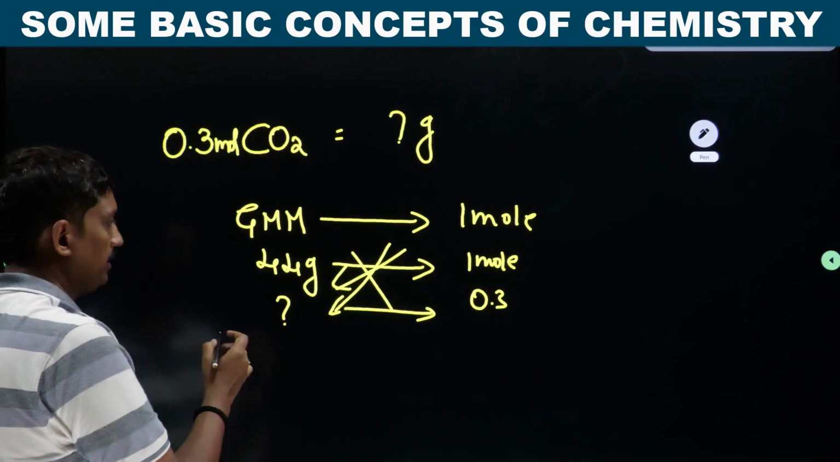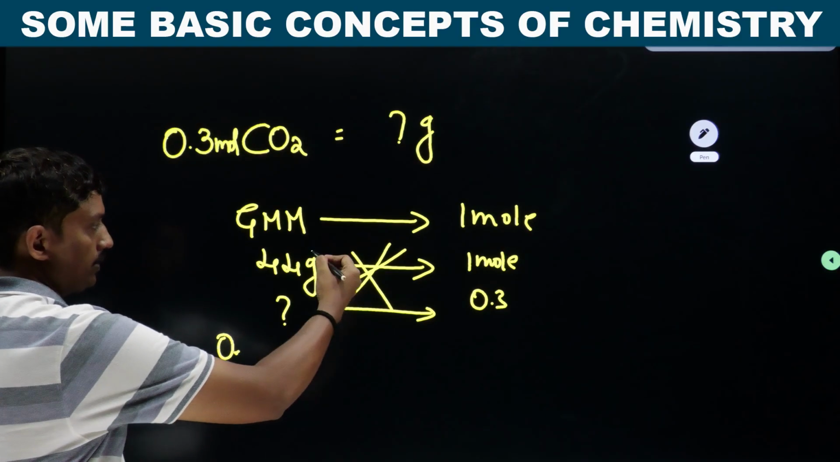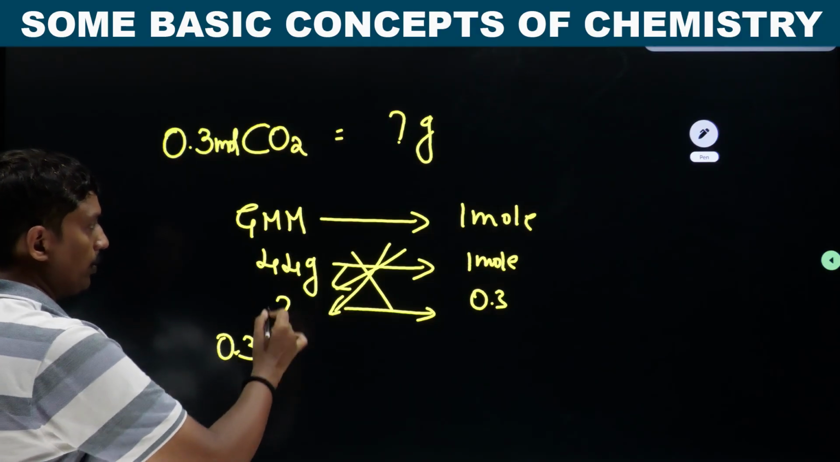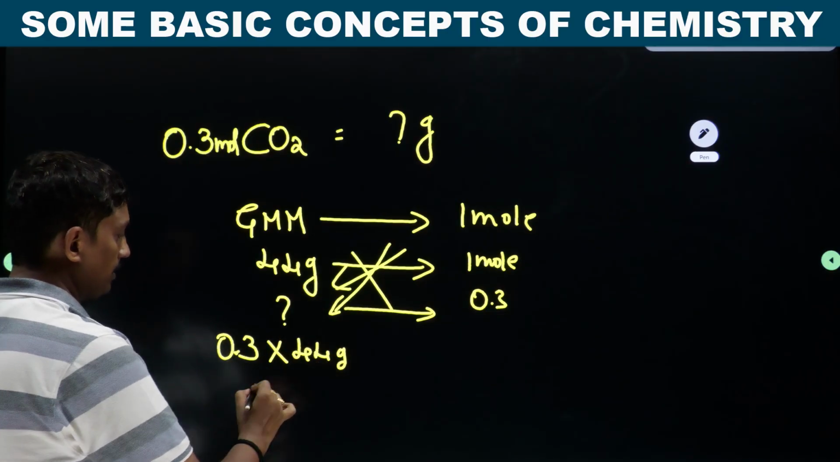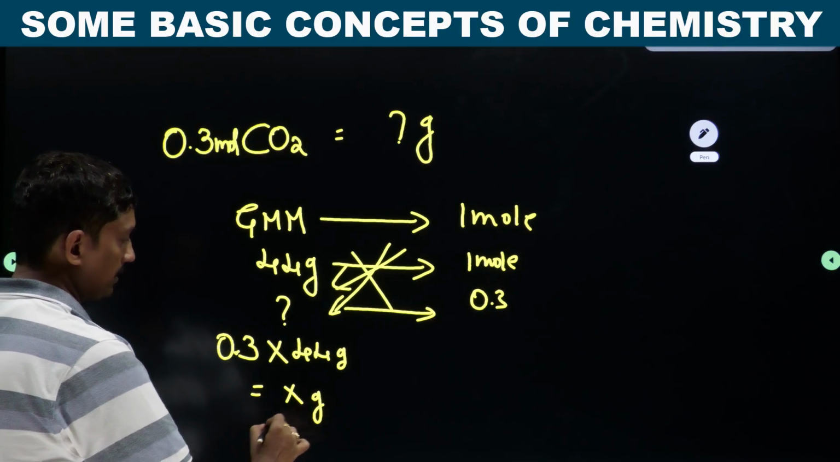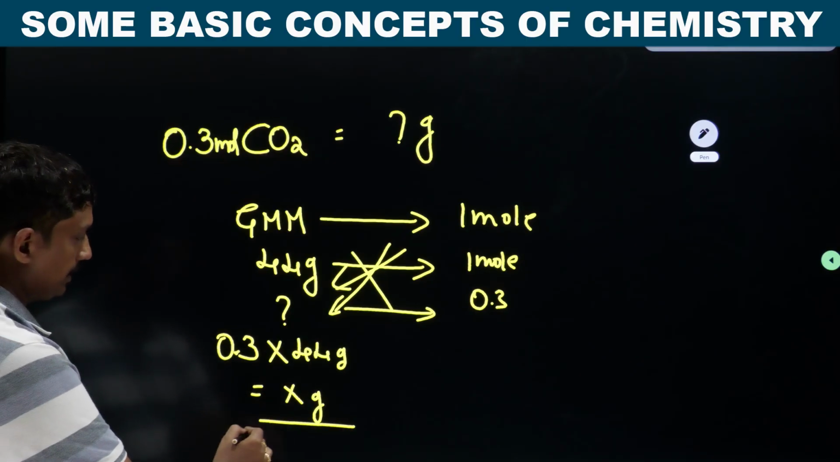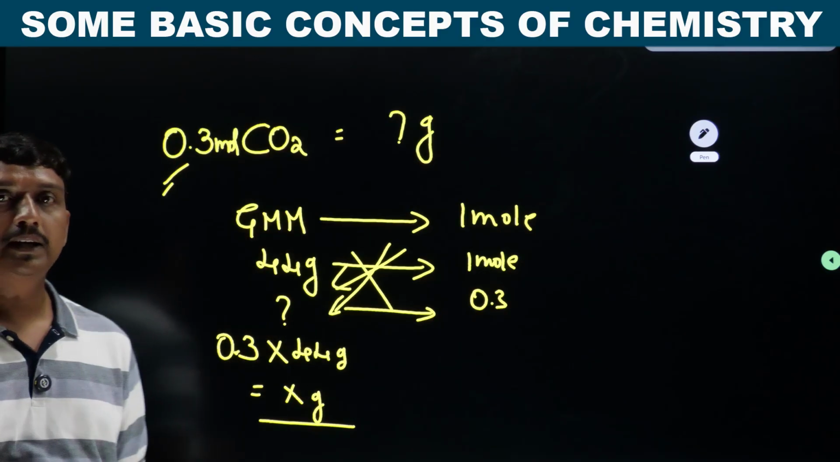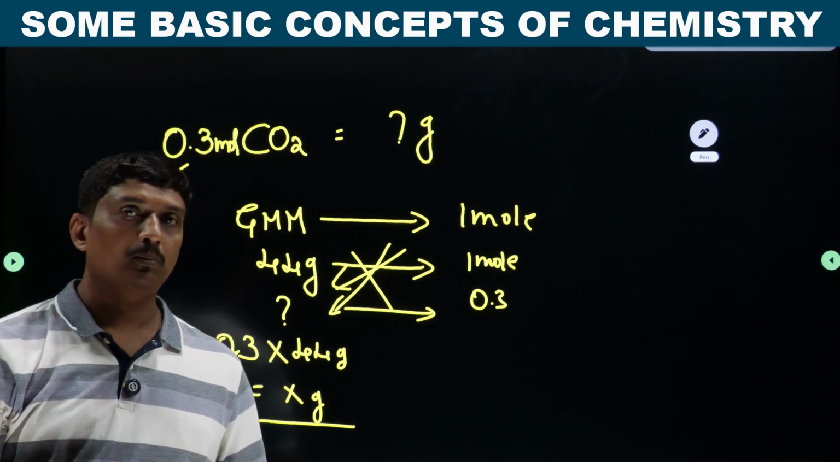Just cross multiply. Number of moles, how much? It should go here, 0.3 moles given. What is the gram molecular mass? 44 grams is equal to x grams. If you multiply this, you will get the value. These grams, if you take, are equal to 0.3 moles. These are all very simple problems.